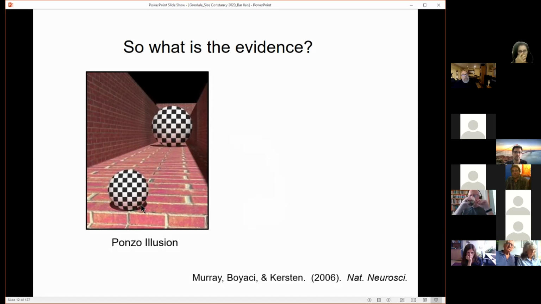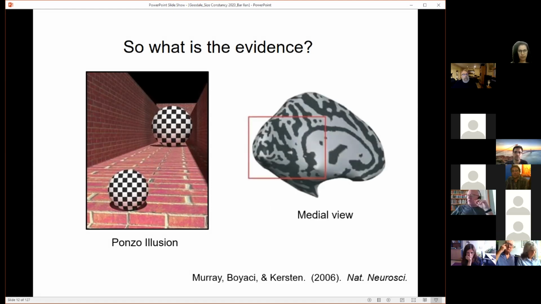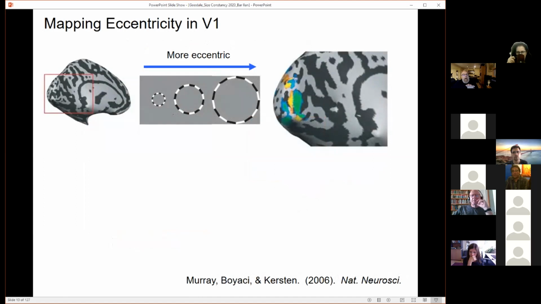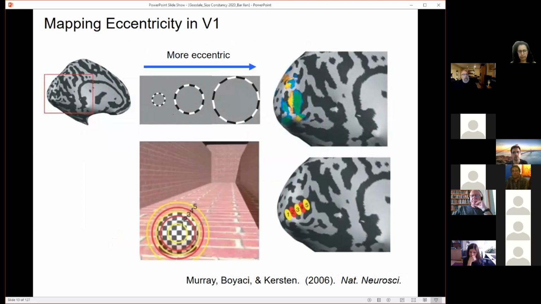And so what you can do with this is examine the activity along the calcarine, along the retinotopic distribution of V1, and one can actually map out the eccentricity map in this retinotopic area of V1, and then vary the real size of the ball, and look at how the variations in the size of the object are played out on the retinotopic eccentricity map.